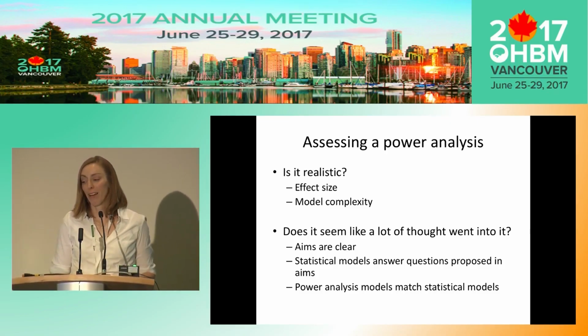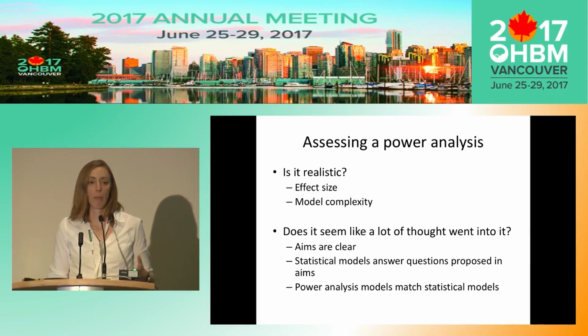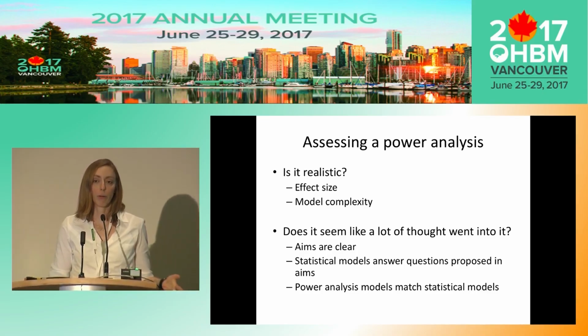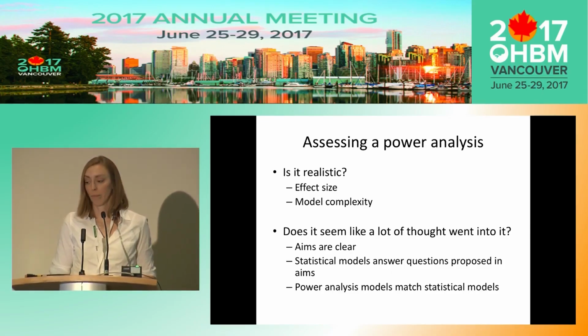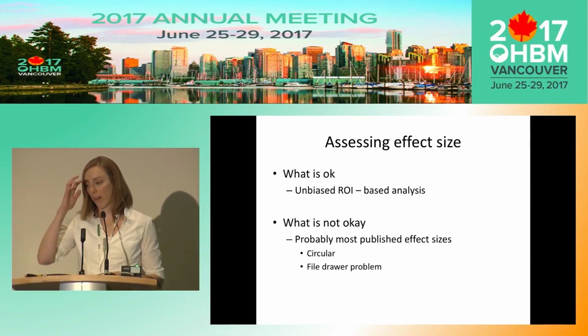And last but not least, and I've been guilty of this, is having a mismatch between the power analysis that was carried out and the statistical analysis that was proposed. So sometimes that happens if the grant gets last-minute revisions. So you want to make sure those things all match in the description. So I'm going to start by talking about effect size.